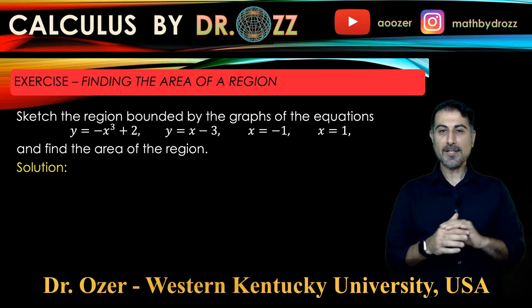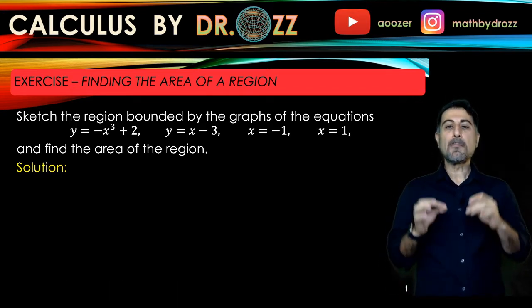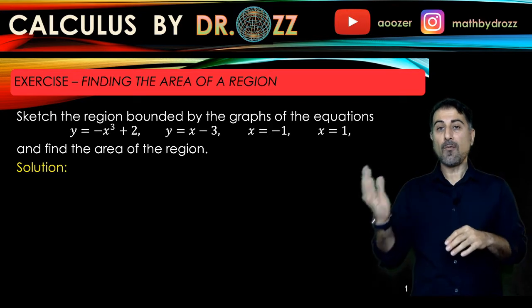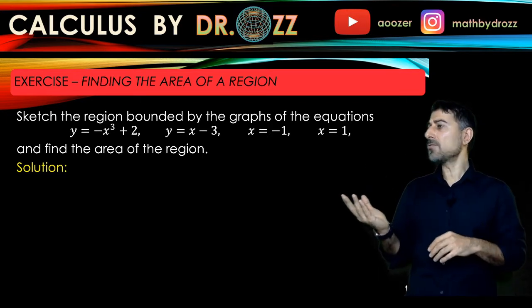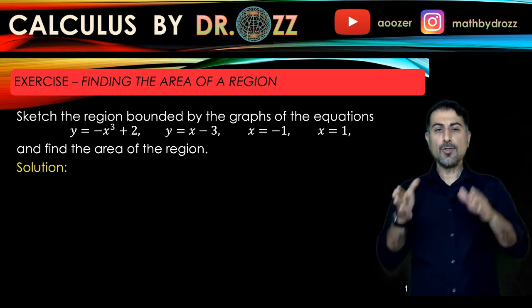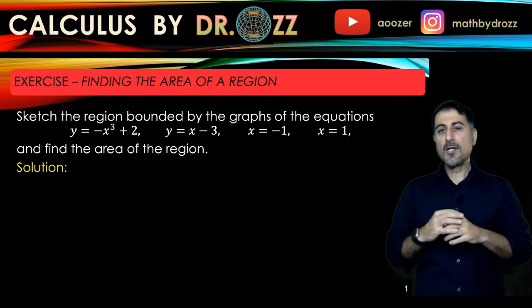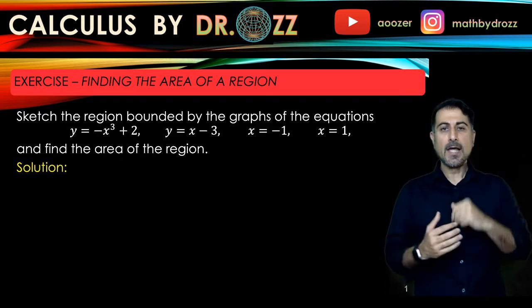Today we're going to find the area of a specific region bounded by the graphs of four equations. One is y equals negative x cubed plus 2. The second one is y equals x minus 3. And you have two vertical lines, x equals negative 1 and x equals 1. So it means your region is surrounded by these graphs.